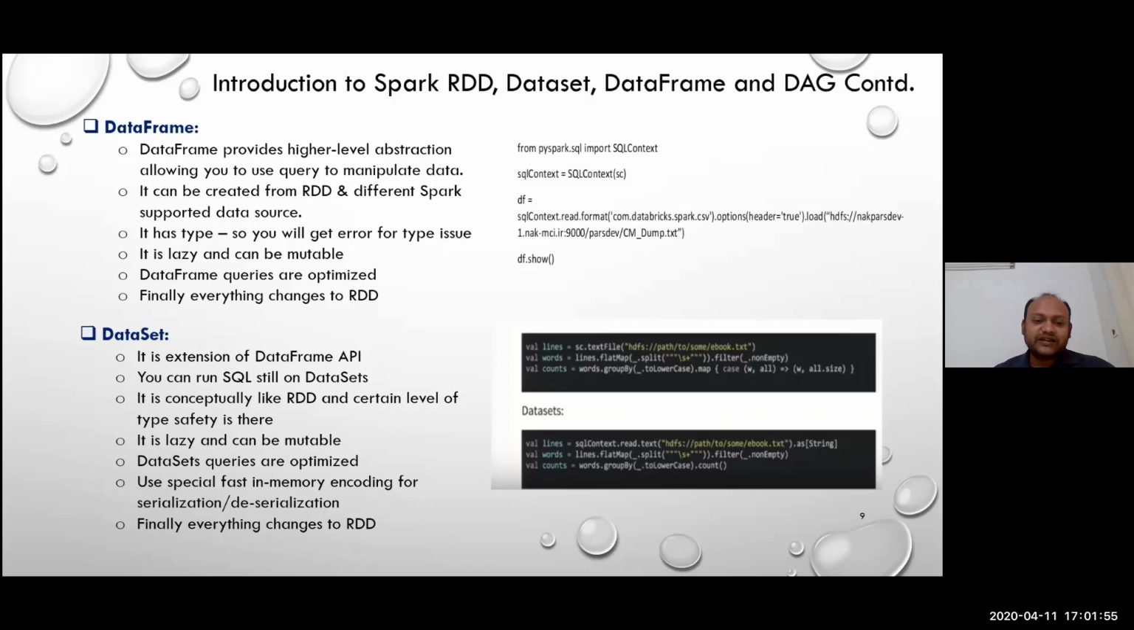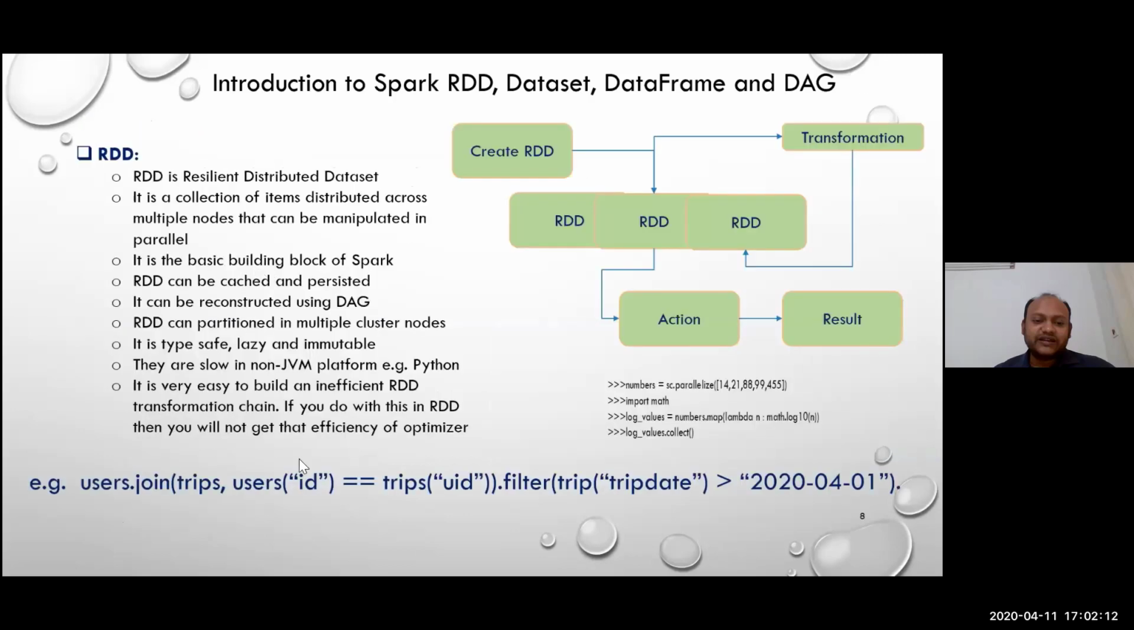So this is one, and also this is a lazy evaluation. But it can be mutable. So in the data frame you can overwrite the output, and data frame queries are optimized. So in this example for RDD, if we do this kind of operation using RDD, there is no optimization automatically from the system.